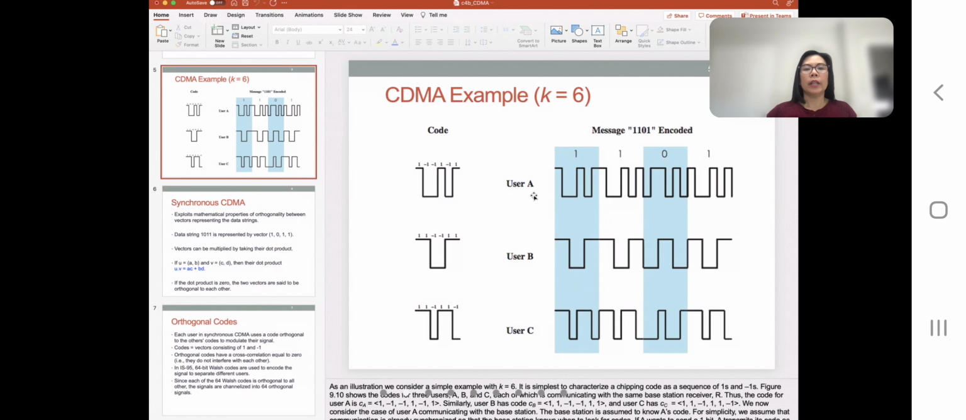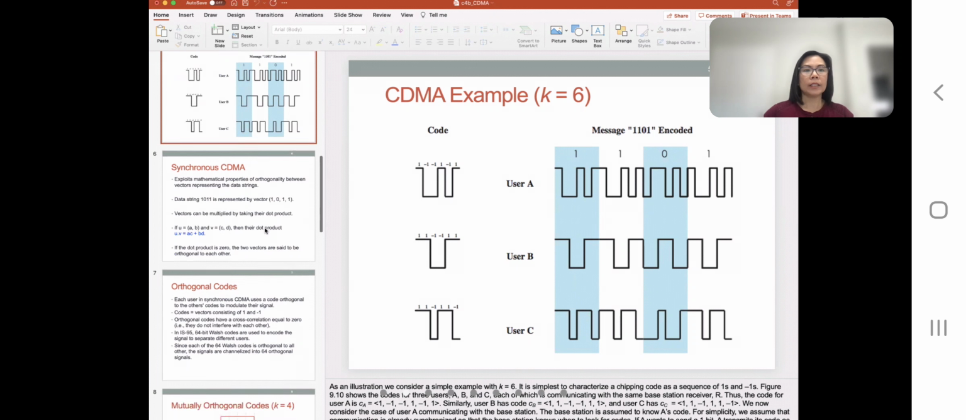Basically, each user is given a different code, and the codes are orthogonal to each other. Then each user would use their own code to encode a message, and these messages can be transmitted at the same time on the same frequency. And the same receiver will be able to decode the sequence of bits and get back the original messages. So that's the main idea of CDMA.